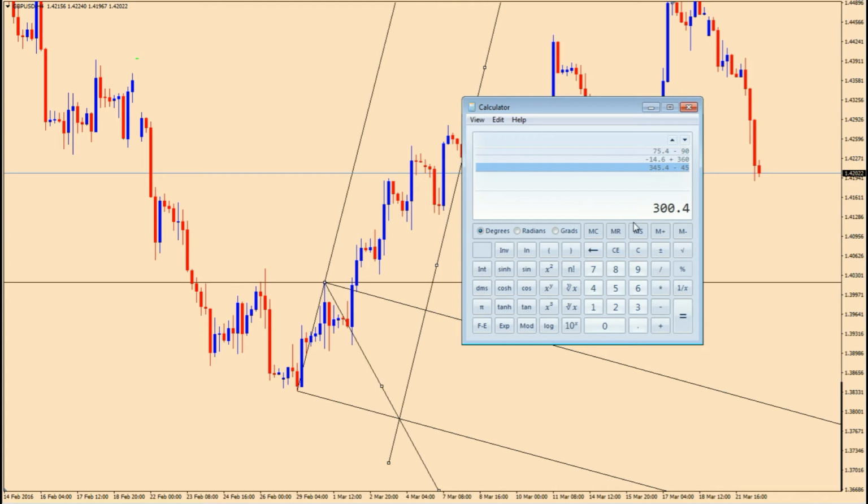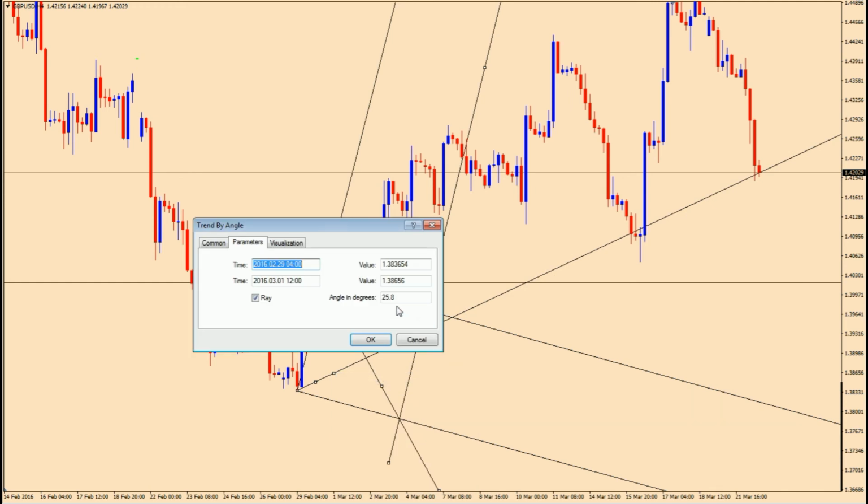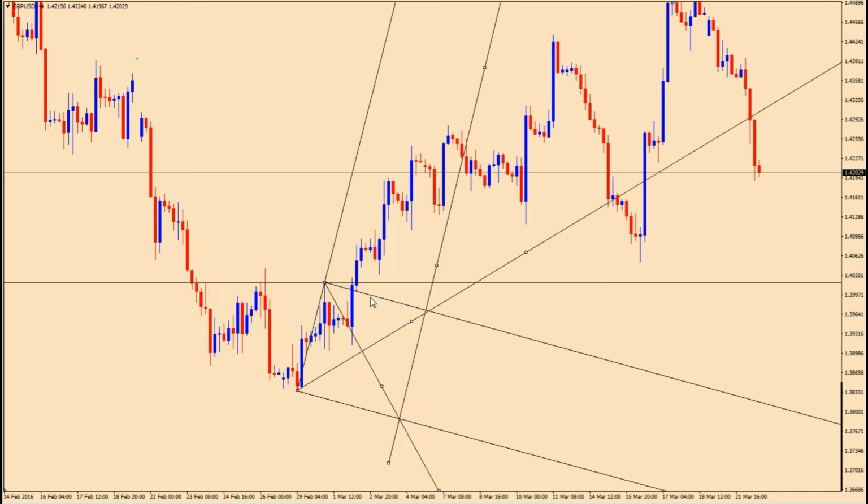We're going to add 90 degrees to this. Plus 90 brings us to 390 degrees, which is more than 360, so we have to subtract that out. And then we get 30.4 degrees. So if we draw a 30.4 degree angle up from here, we have the center of our square, and that right there is what I'm looking for, the center of our square.